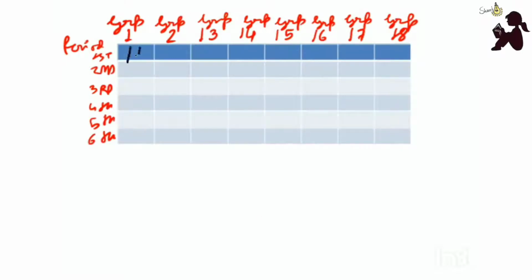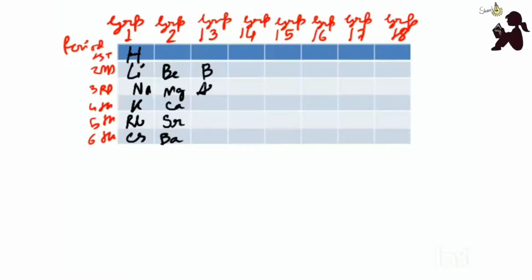So first is our H, then after that Li, Na, K, Rb, Cs. Then comes Be, Mg, Ca, Sr, Ba. Then comes boron, aluminium, gallium, indium, thallium. Then comes carbon, silicon, germanium, tin or Sn, Pb.